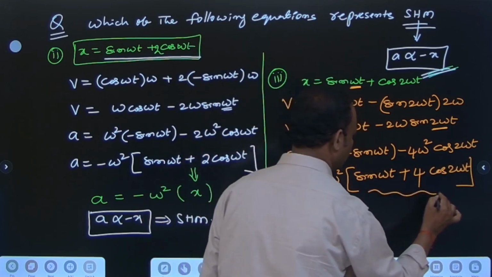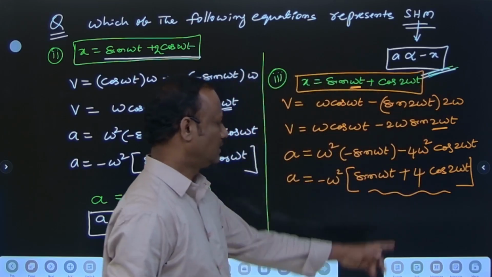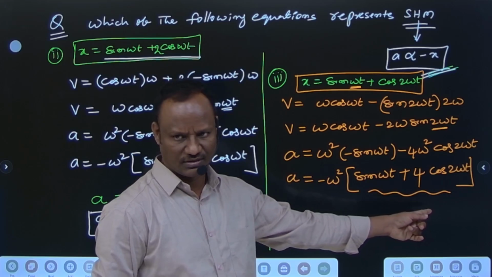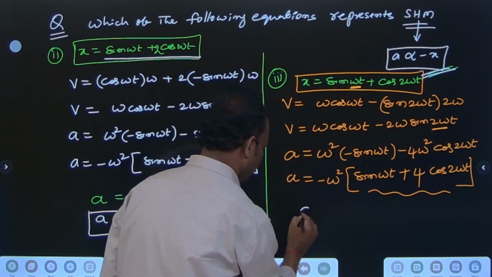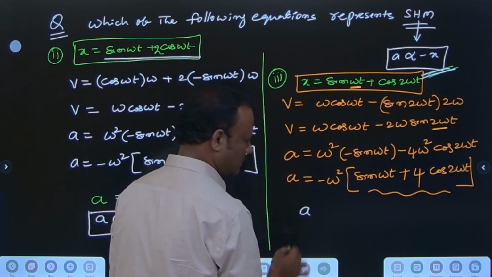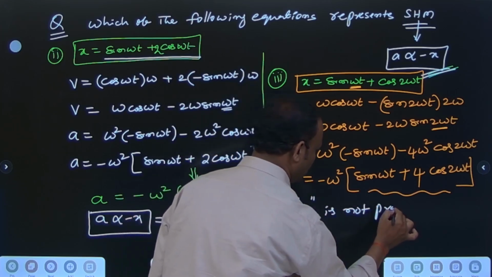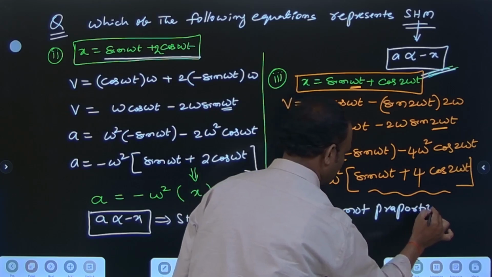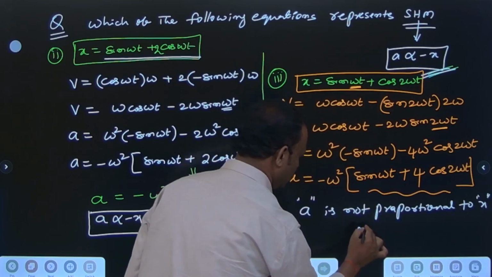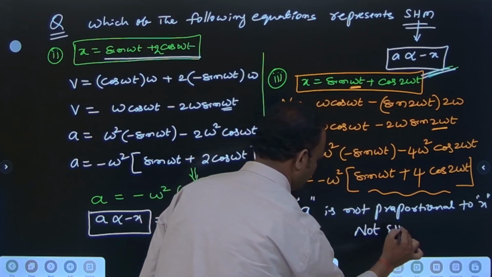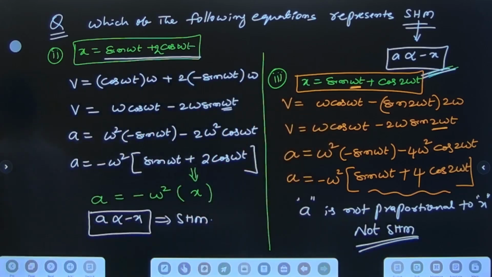Is this x here? You check this one. This is not x; 4 is there, no? So can you write it as a function of x? No. So a is not proportional to x. Then what do you say? Not SHM. It's not SHM. Okay, this is a very important relation.